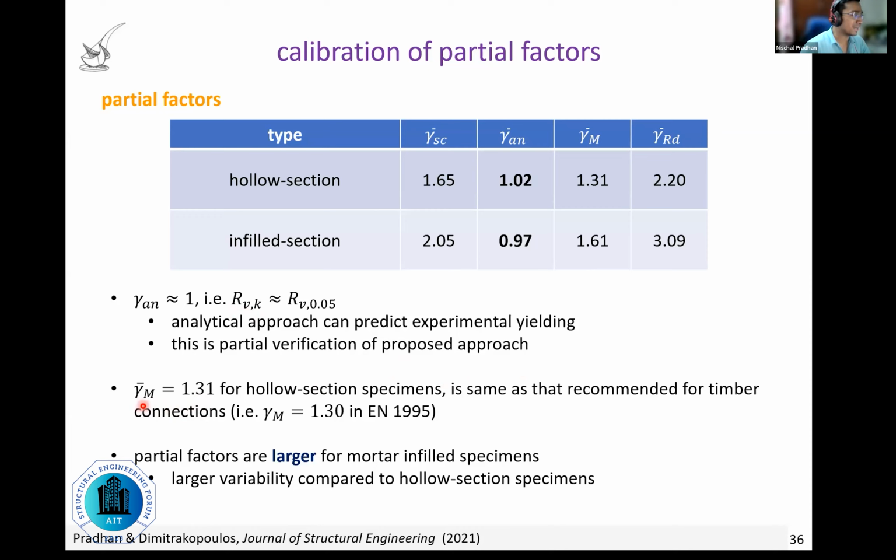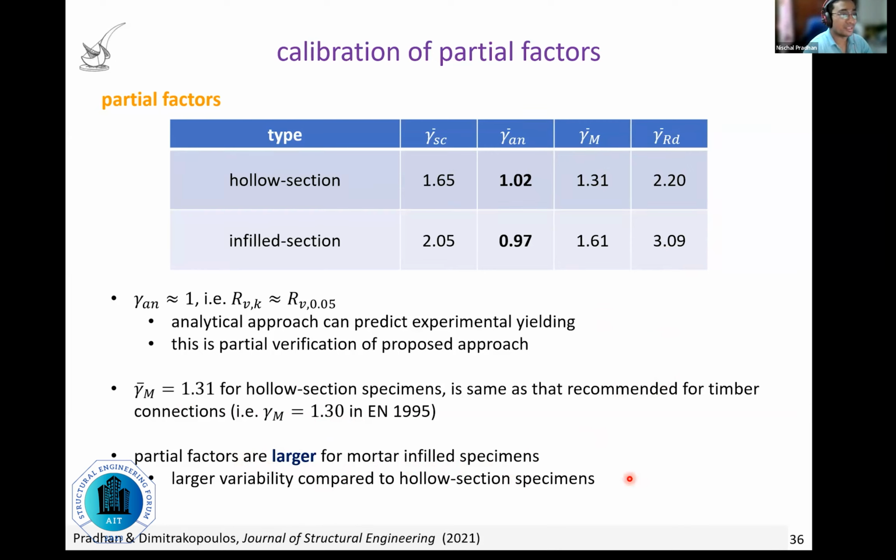You can also see that gamma M, which refers to the safety factor of resistance, almost equals 1.31, which is equal to the value given by the Eurocode for timber connections. The partial factors are larger for mortar infill specimens, as you can see for almost all the other partial factors. The reason being, mortar infill specimens have larger variability compared to hollow section. Just because they are more difficult to fabricate, they have more construction errors, they have more things that are variable, right? So that's why the factors are even larger for mortar infill specimens.